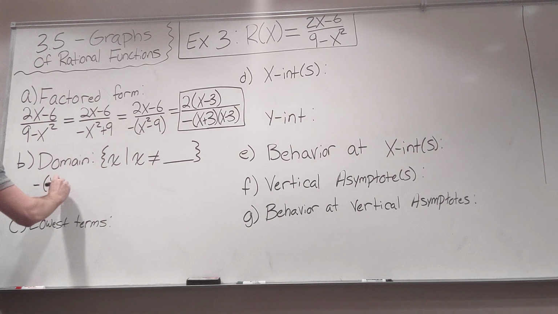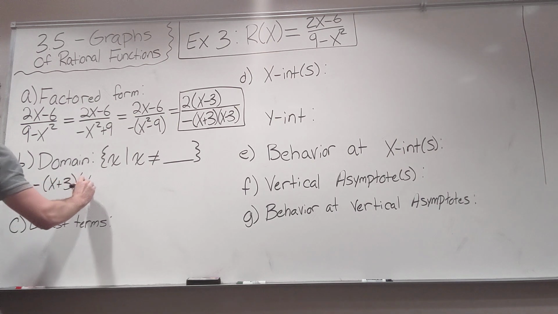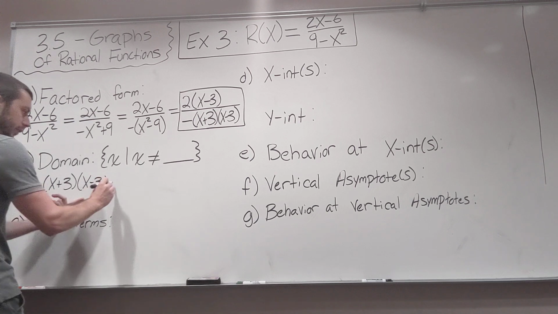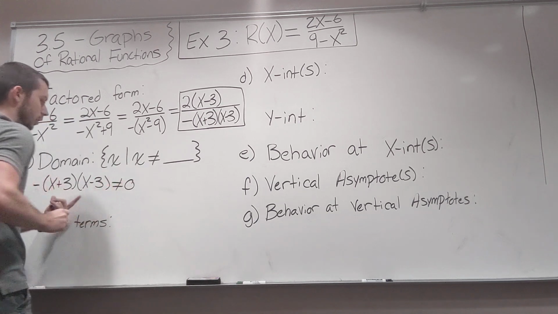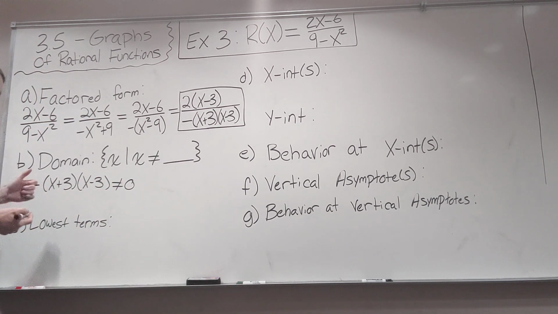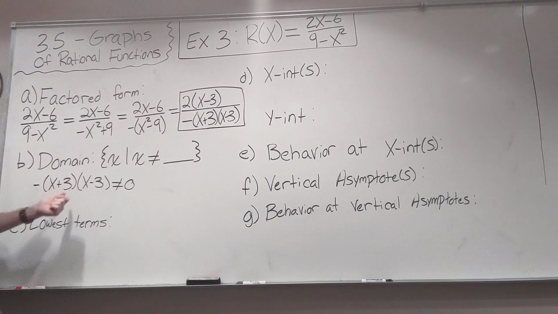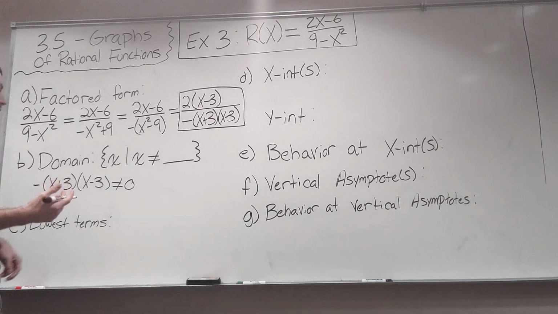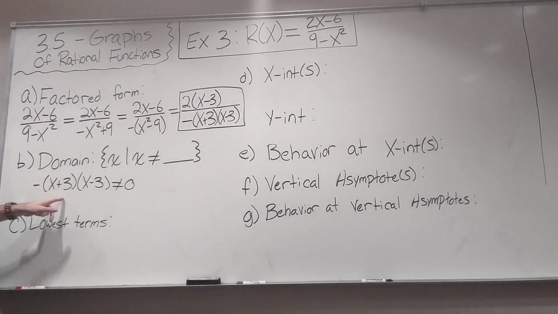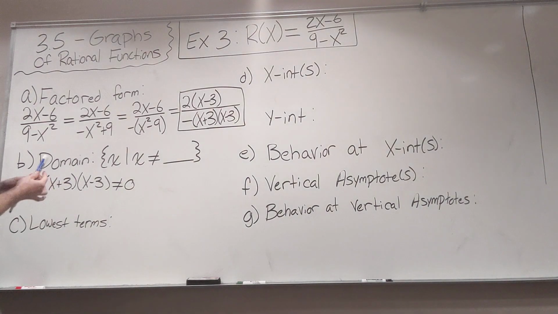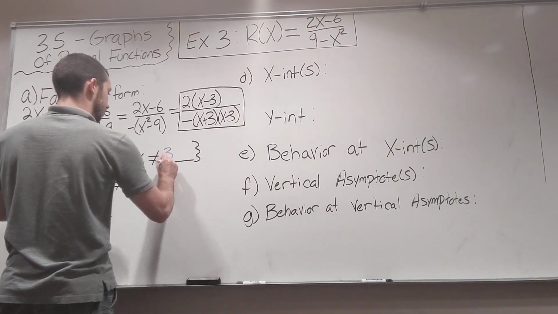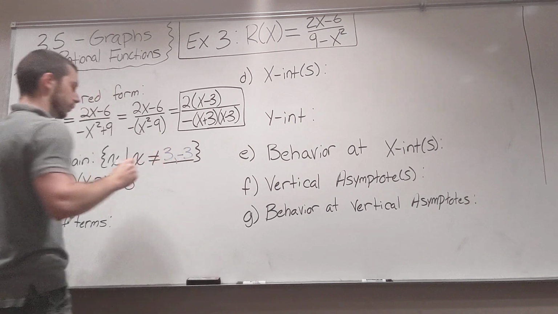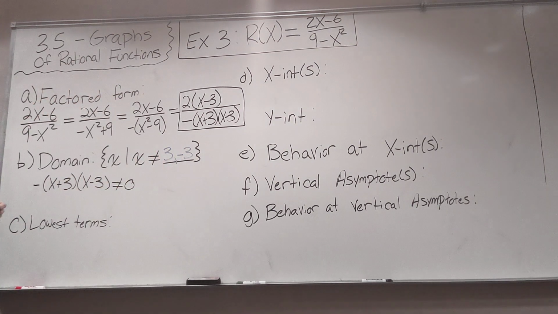So the domain, as mentioned before, we set the denominator not equal to 0, and the denominator is exactly this. If we set that not equal to 0, well, the negative sign doesn't really matter here. Multiply both sides by -1. So that doesn't really matter, and all we're going to get is x minus 3 and x plus 3. So virtually the zeros of the denominator.